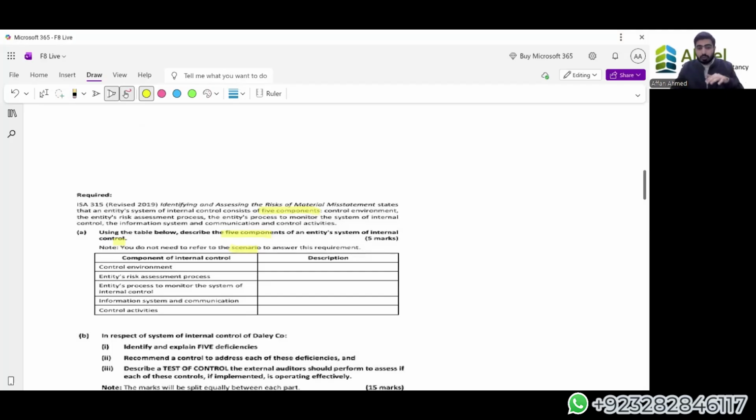If the control system seems to be weaker to me, now I will try to obtain audit evidence on my own. I will not rely on the management or their systems to a higher extent. I will just see the data and try to identify and obtain audit evidence from my own activities or procedures. Okay. The next thing is the entity's process to monitor the system of internal controls.